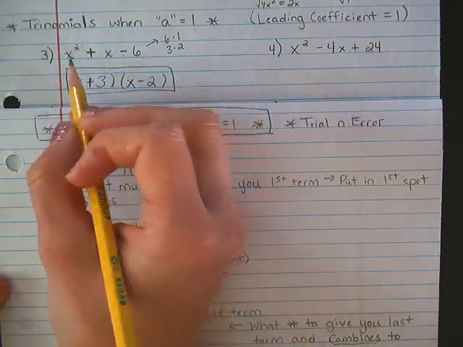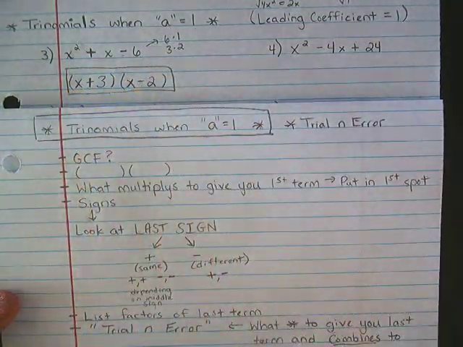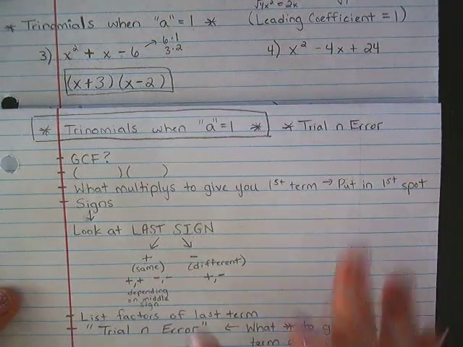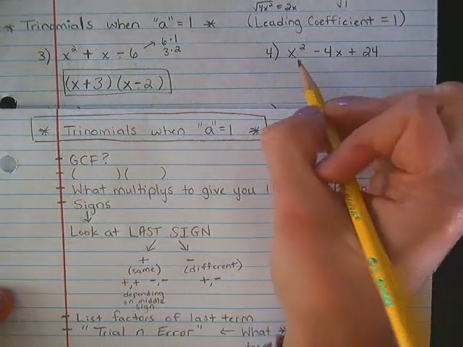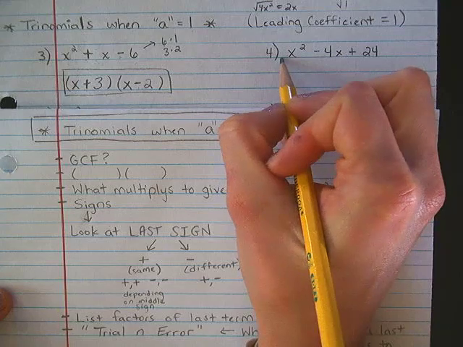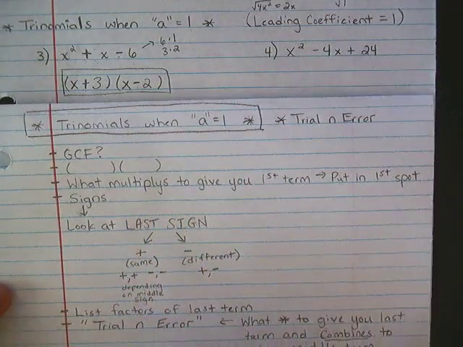So if I multiplied this out, I actually should end up getting that in the end. All right, so let's do another one. First thing, it's a trinomial. It has a 1 in front, so I'm going to do it this way.